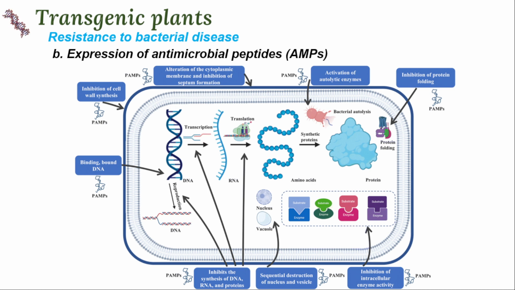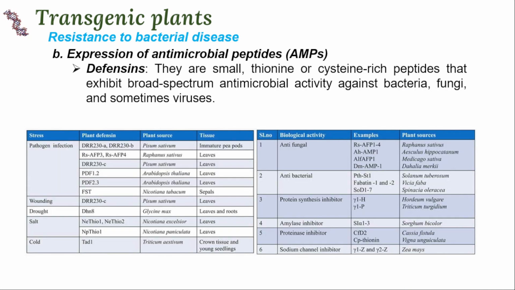These proteins are peptides released from the plants against multiple bacteria, fungi, as well as other types of viruses too. Here is one of the antimicrobial peptides, called defensin. Defensin is a small, thionin or cysteine-rich peptide that is released from the plants in response to bacterial, viral and fungal infections.